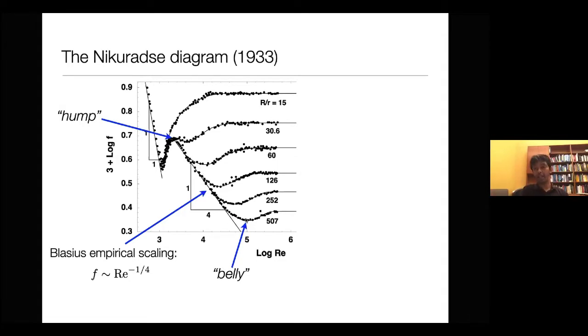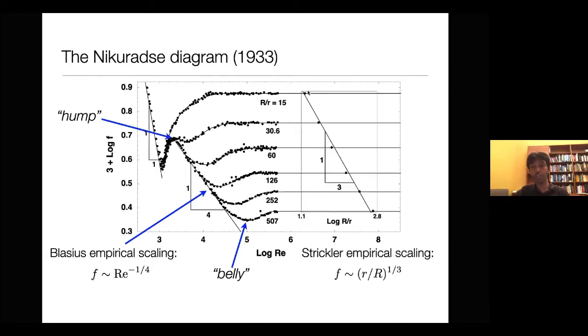And finally, for each of these rough pipes at high enough Reynolds number, we get to an asymptotic state where the friction no longer depends on the Reynolds number. It's an asymptotically constant regime. And in this asymptotically constant regime, clearly the value of the friction depends on the value of the roughness. And if you plot the value of this asymptotic friction against roughness, voila, you see another power law where the friction does not depend on Reynolds number anymore, but depends on the roughness. And there is another power law, which is friction goes as roughness to the power 1/3. This is called the Strickler empirical scaling.